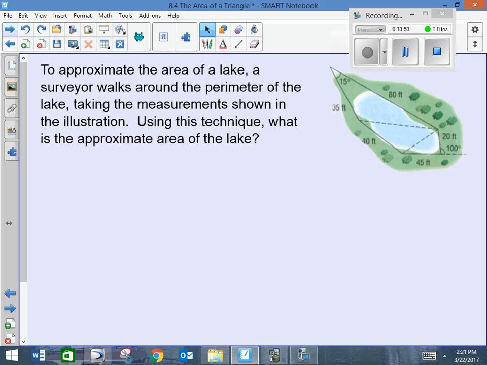All right. Taking the measurements in the illustration, those are marked. Using this technique, what is the approximate area of the lake? Okay, now it looks to me like we have not one triangle, but 3. So let's start with triangle 1 right here. It's going to be a considerable amount of work.